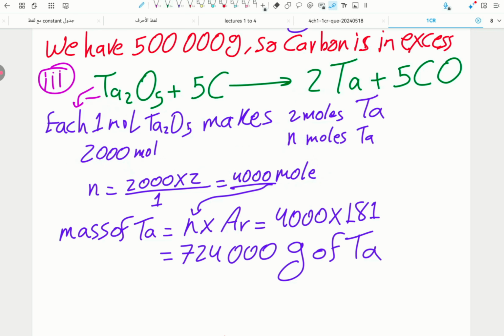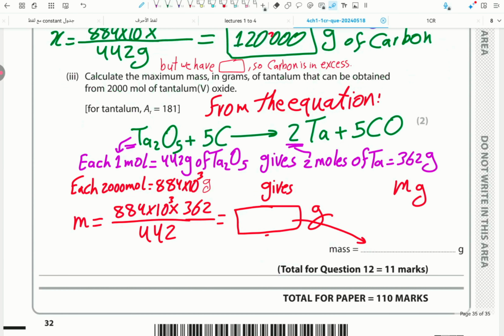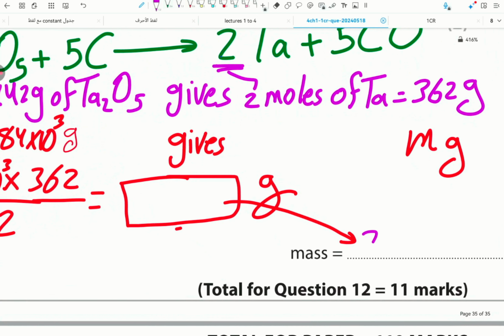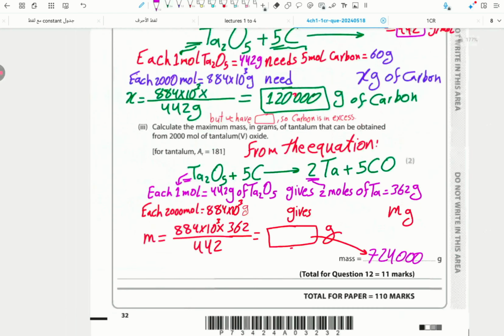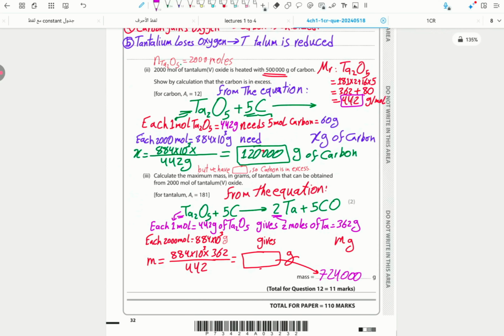Now, we change the moles into mass. Mass is number of moles multiply the AR. So we take 4000, which is number of moles, multiply the AR, which is 181, and the number is 724,000 grams of tantalum. And we write the same number here, 724,000 grams of tantalum.